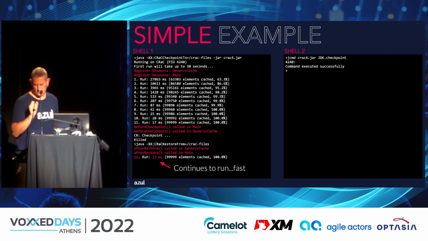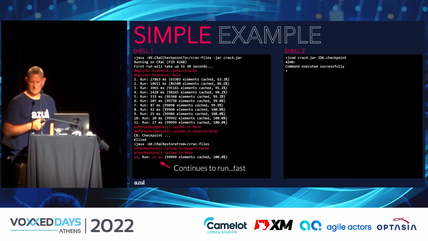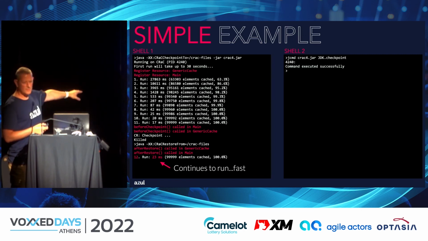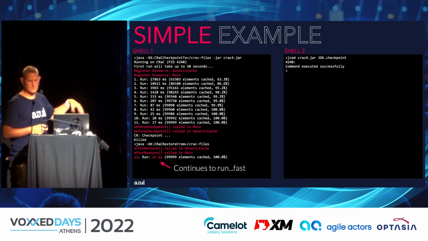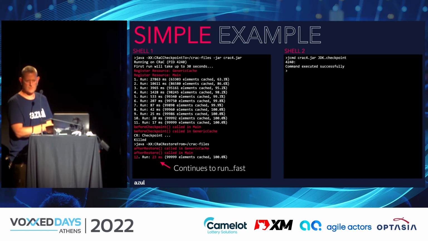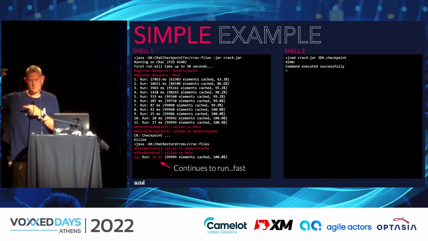Well, and this is exactly the problem with this approach. If you have time-dependent data, then you have to take care of it. What I did here, in the before checkpoint method, I stored the current epoch milliseconds in a variable. When I restore it, I calculate the delta between the stored value and the actual epoch milliseconds and apply the delta to all values in the cache. And that I did in the after restore method. And with this, I could make sure that all the values in the cache are still valid.